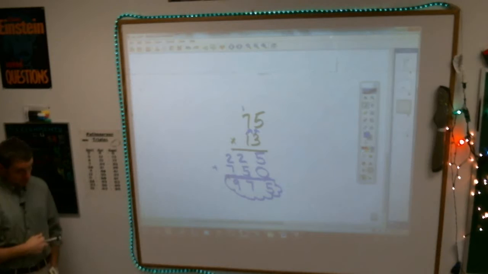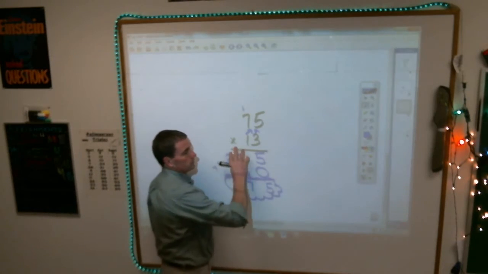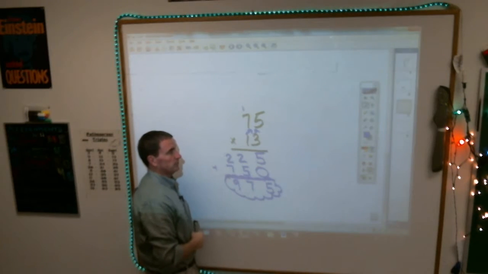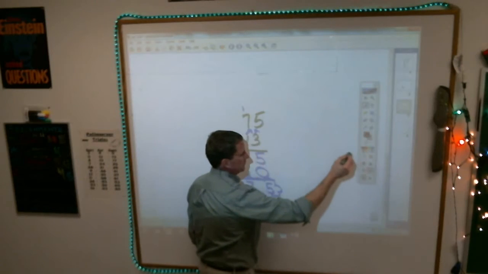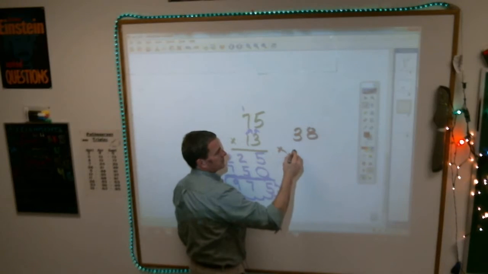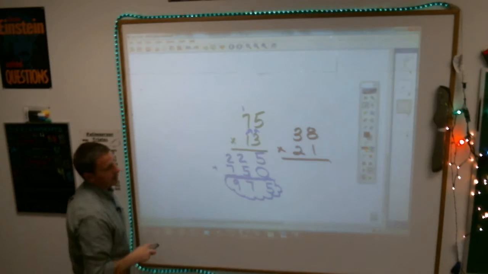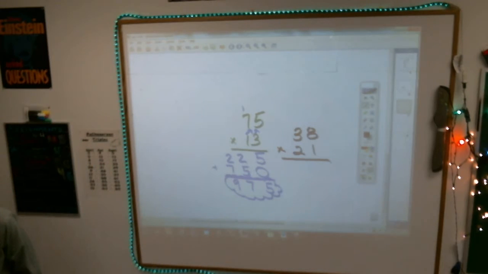Again, if you struggle with your multiplication tables, you are going to struggle with this, because now you just doubled the number of basic facts that you do. It's not just single multiplication, it's double digit. How about this one? Let me give you one to try. How about 38 times 21? Do that problem for me, please. Follow that same algorithm, that same way to do things.